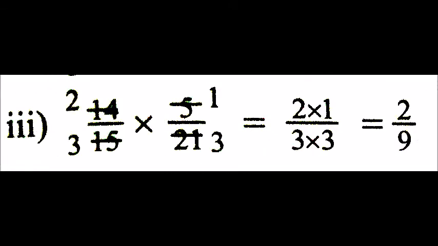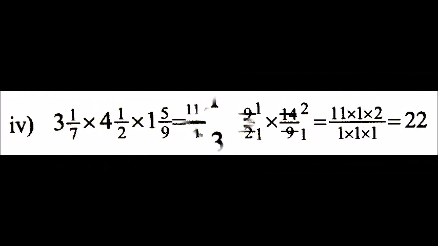Let's solve the third example. 14 over 15 times 5 over 21. Now this one is straightforward. 5 cancels, 5 goes into 15 3 times, and 14: 7 goes into 14 2 times and goes into 21 3 times. So it will be 2 times 1 divided by 3 times 3. 2 times 1 is 2, 3 times 3 is 9. It is a common fraction, so you leave your answer like that.